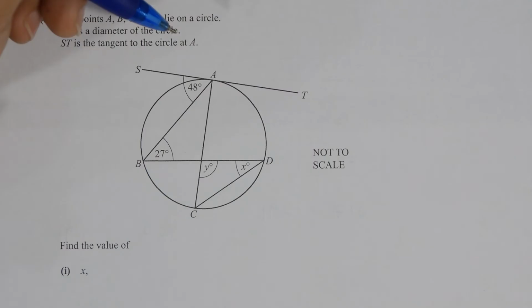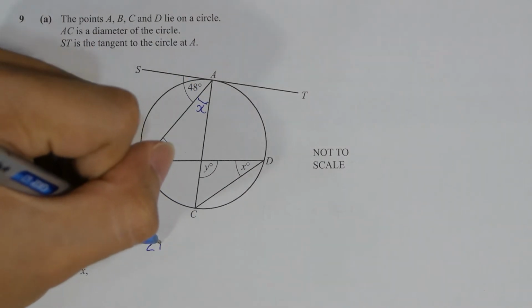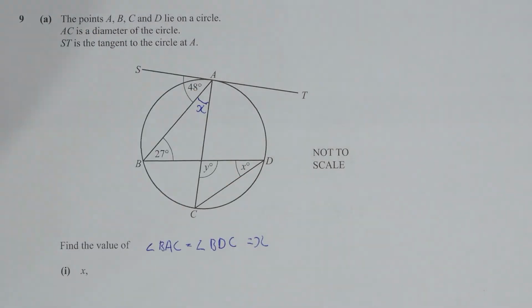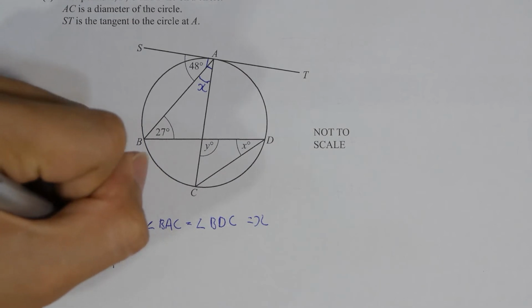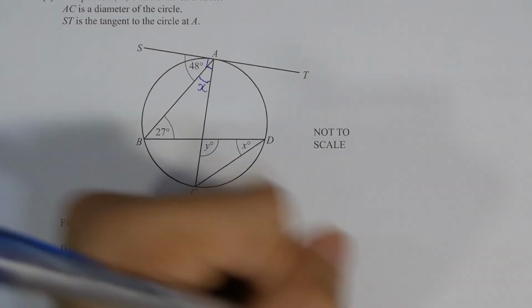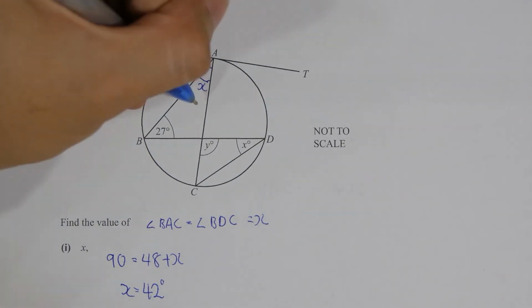Question 9a, okay, find the angle X here. So first thing you need to identify is the BAC equals to BDC because they are angles from the same sector, okay. So it will actually be equivalent to X, and then for AC is actually a diameter. Any angle from the diameter will be equivalent to 90 degrees. So 90 minus 48, then you get X results as 42.